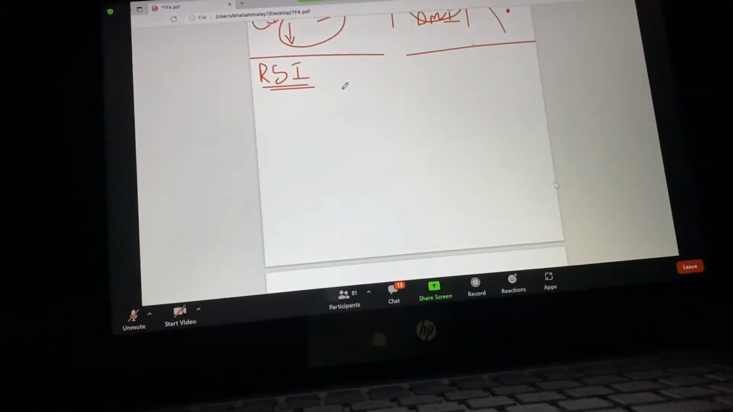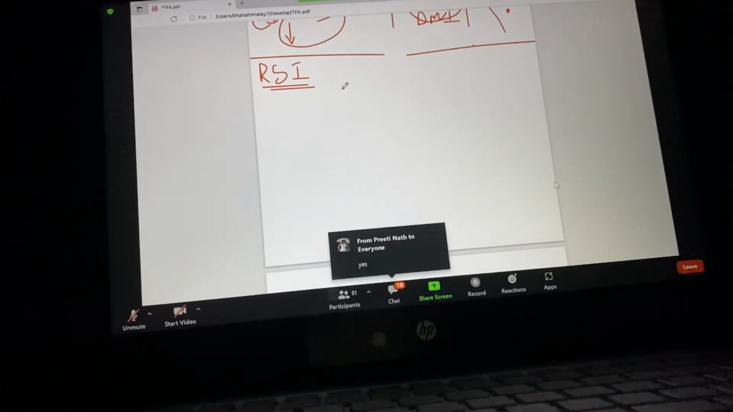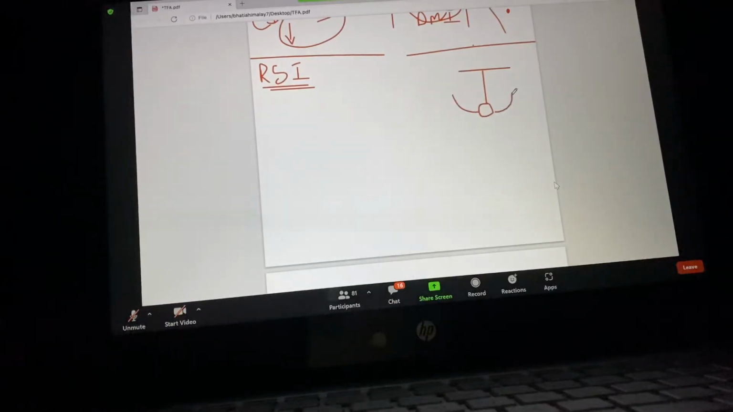So this is a theoretical part. Now how does it practically work? It moves like a pendulum. A pendulum is something which moves to and fro within a given range. Similarly, your RSI also has a particular range. So the range of RSI is from 0 to 100. So let's take a look at the charts and let's see how the indicator looks like.